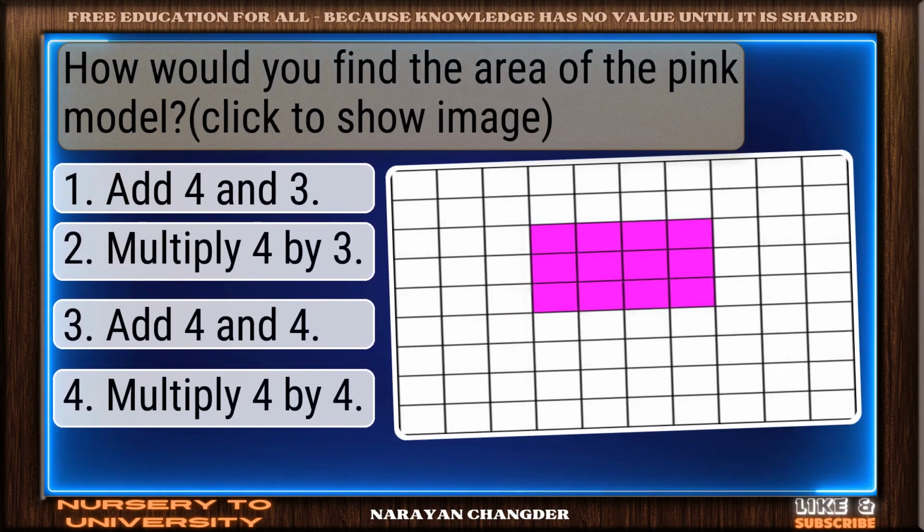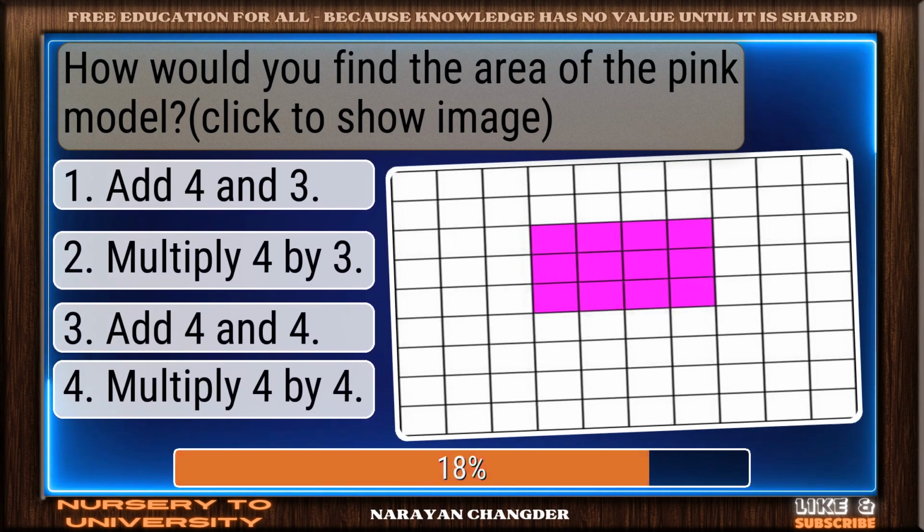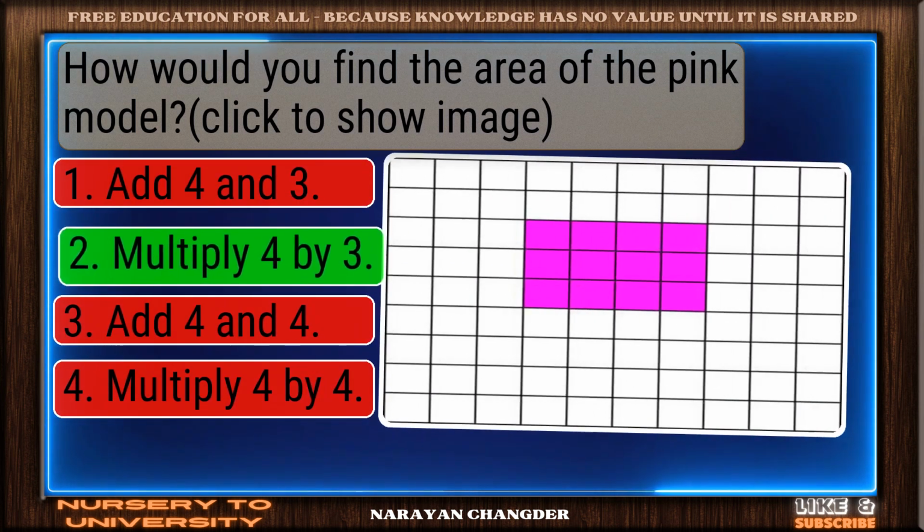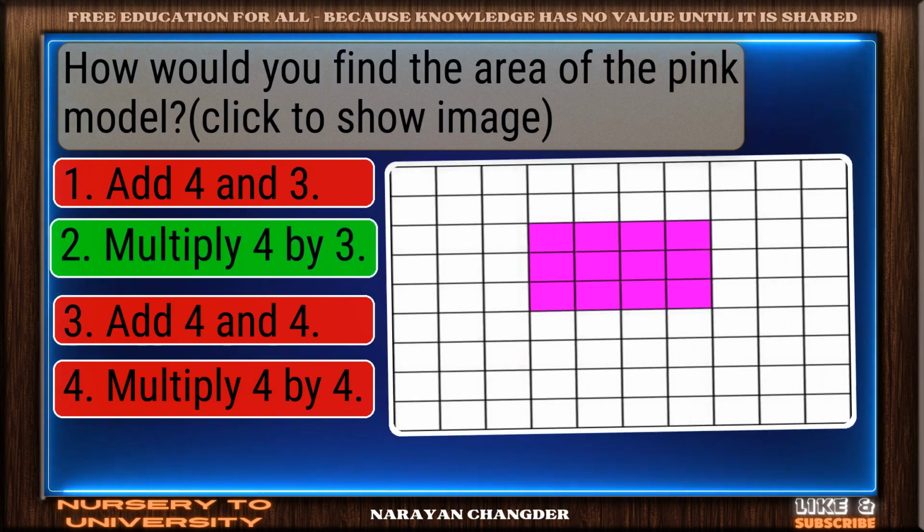How would you find the area of the pink model? Correct response. Multiply 4 by 3 is the most accurate answer.